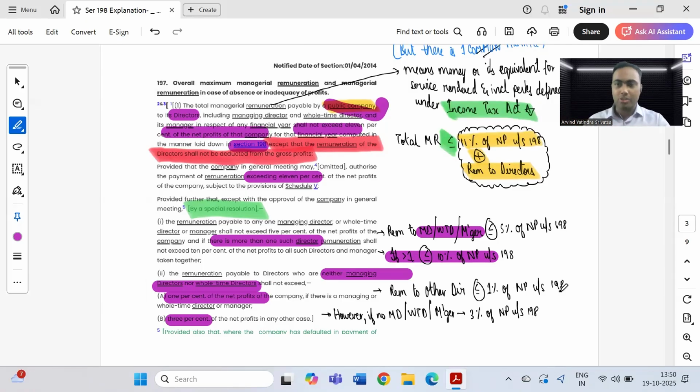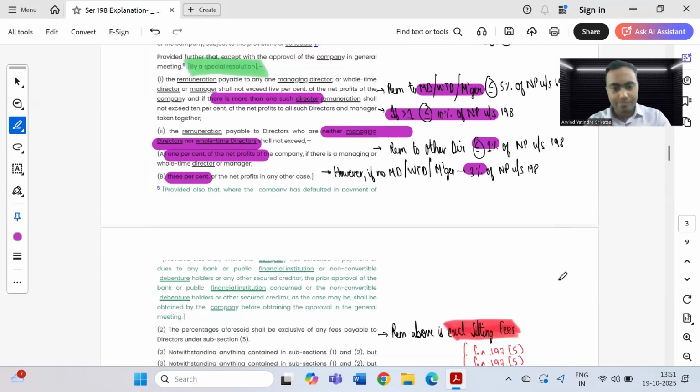Like let's say my net profit is rupees 100. The maximum I can pay to the other directors is rupees 1 only. However, let's say my company does not have any MD, does not have a whole-time director, or does not have a manager. In that scenario, I can pay 3% of 100, that is rupees 3 to these other directors, right? Why am I getting a higher percentage, higher leverage here? Because I don't have the MD or WTD or manager. In such a scenario, I can afford to pay a higher percentage because there aren't other people waiting for the share. That is why there is a higher percentage of 3 here, but there is a lower percentage of 1 here. I hope that is very clear, guys.